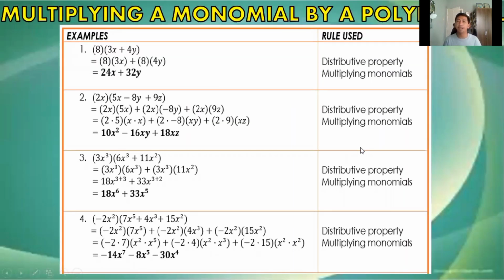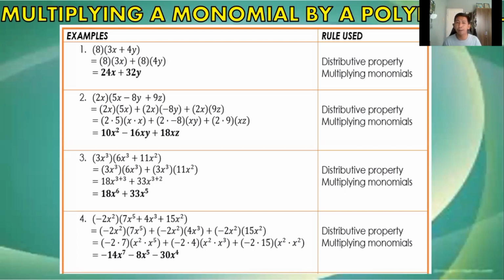Okay, next. Let us now proceed with multiplying a monomial by a polynomial. Okay? So how do we deal with this one? What are the rules that we need to follow when we are multiplying a monomial by a polynomial? When you are multiplying a polynomial by a monomial, it's just the use of the distributive property. Just using the distributive property to turn the problem into a bunch of monomials being multiplied. So ang i-apply lang po natin dito ay yung distributive property.